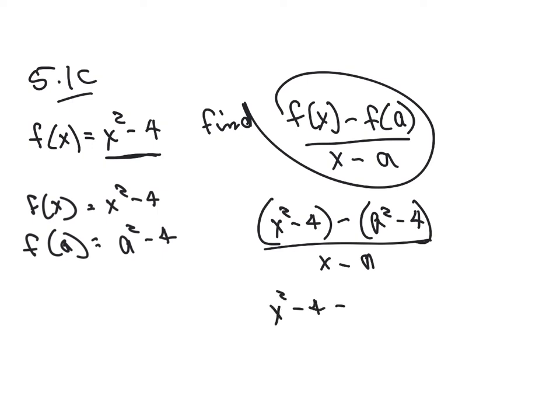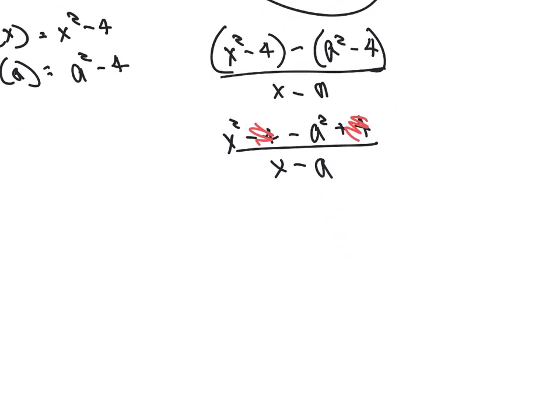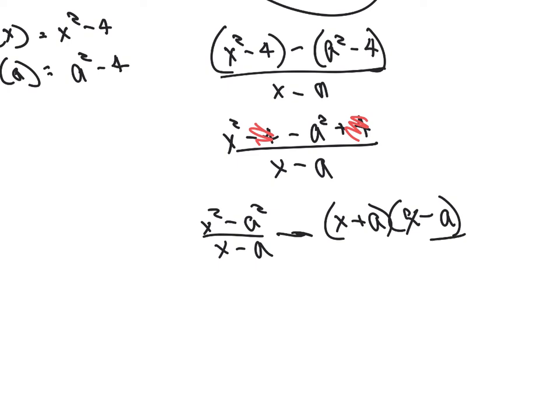And when we do, this becomes a negative a squared plus 4 over x minus a. And negative 4 plus 4 is 0. So that leaves us with x squared minus a squared. And if you remember what we did before, that's the difference of two squares. So that equals x plus a times x minus a over x minus a. That cancels, that is my answer.